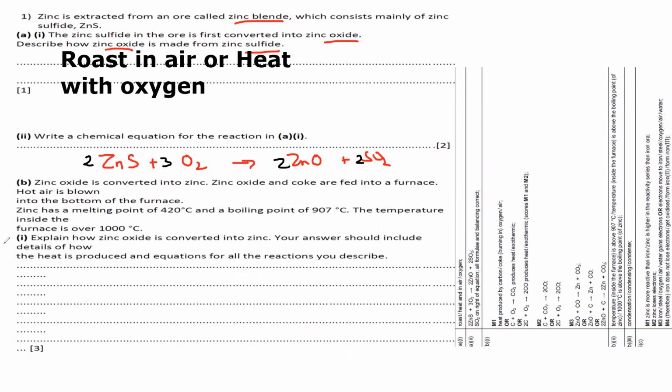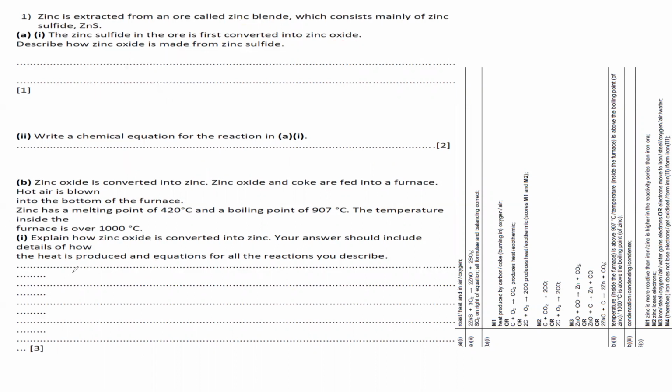So same answer. Then the zinc oxide is converted into zinc. The zinc oxide and coke are fed into the furnace and air is blown at the bottom. The zinc is melted. The melting point of zinc is 420 and the boiling point is 907. The temperature of the furnace is 1000. Explain how zinc oxide is converted into zinc and how heat is produced, with an equation for all the reactions you describe. So first thing, how zinc oxide is converted into zinc: zinc oxide reacts with the coke.